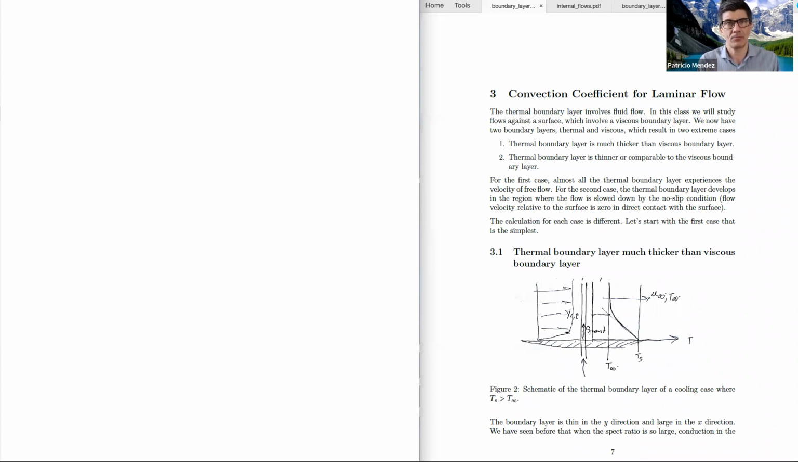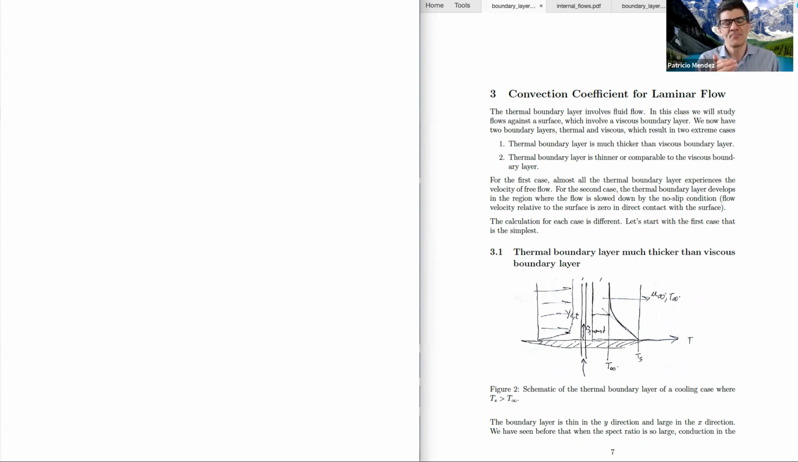Where does h come from? What number do we give to it? We already knew some ballpark values for gases, for water, for natural convection, for forced convection, but now we're calculating it. And we said that the convection coefficient was given by the conduction through a thermal boundary layer. In that case, we knew how to calculate it. You did it for quiz 2, and you did it right.